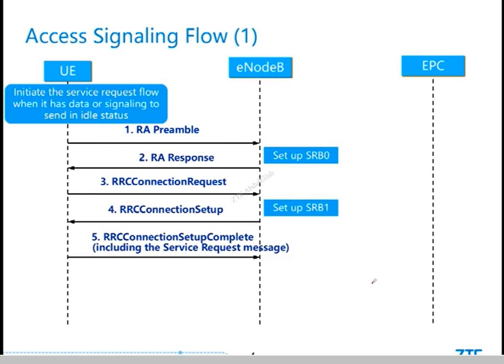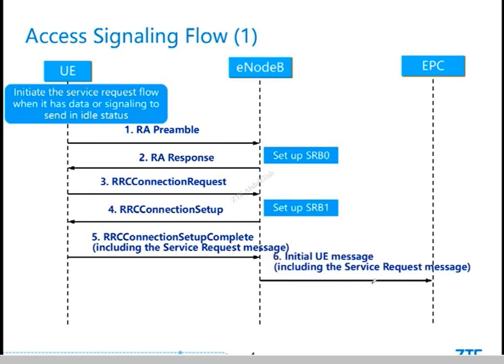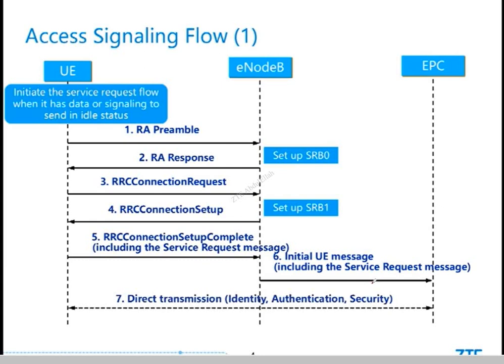But anyway, it's a NAS signaling. It means the eNodeB cannot read this signaling. The eNodeB can just transfer the signaling to the EPC. So in step 6, the eNodeB transmits the service request directly to the EPC. The eNodeB also adds some information about itself, because after the EPC responds to the UE, the eNodeB will receive the information and send it back to the UE. Step 7 is the processing between the UE and EPC: identity and authentication, the security mode between the UE and EPC.